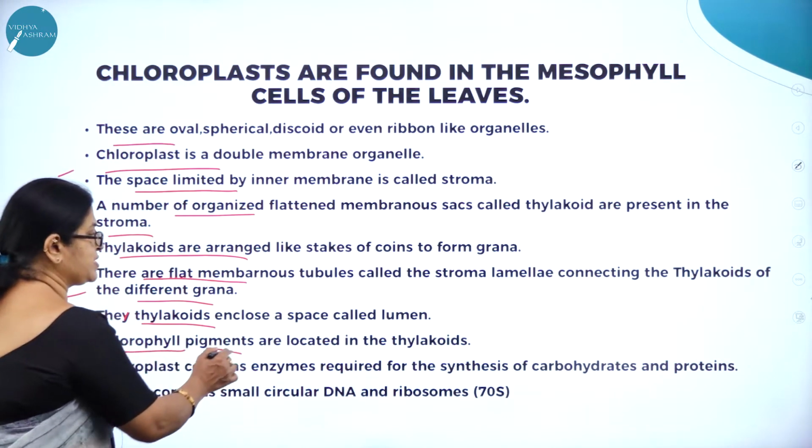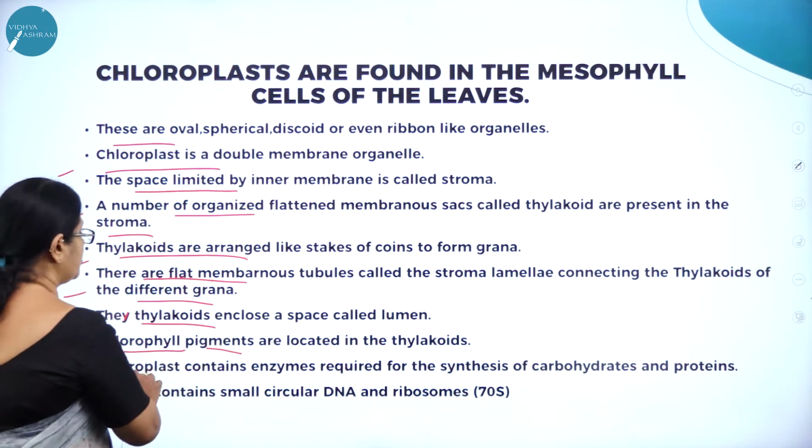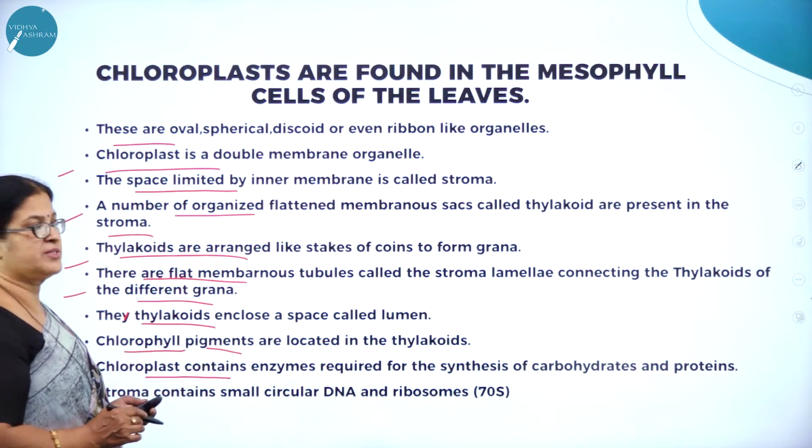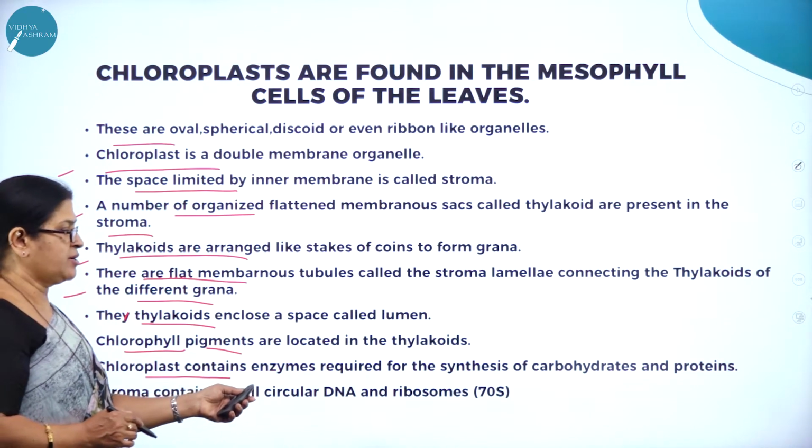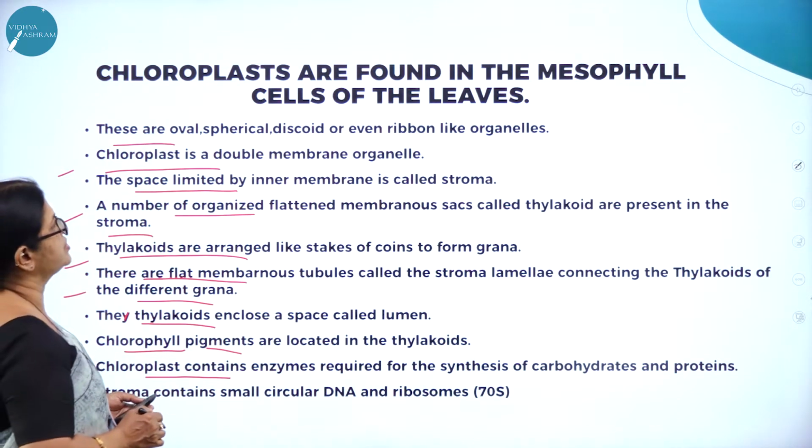The chlorophyll pigments are located in the thylakoids. Chloroplast contains enzymes required for the synthesis of carbohydrates and proteins. The stroma contains small circular DNA and ribosomes.